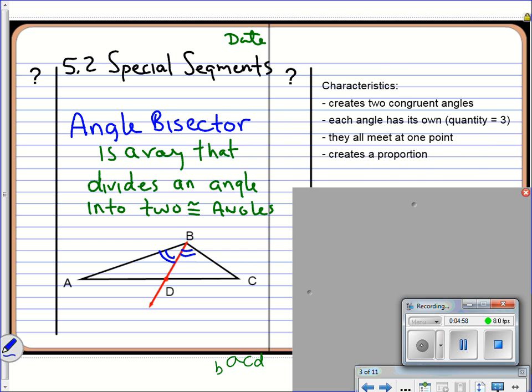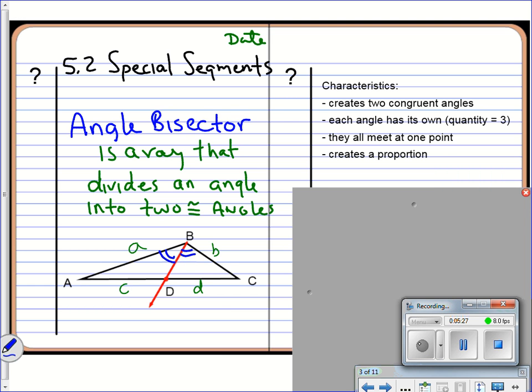Here's some characteristics that you would want to write down and memorize that go along with an angle bisector. Creates two congruent angles. Each triangle, each angle has its own angle bisector. In other words, in a triangle, there's three angle bisectors. Hey, all these angle bisectors, they meet at one point, and finally, it creates some special proportions. So let's talk about that first before we go too much further.